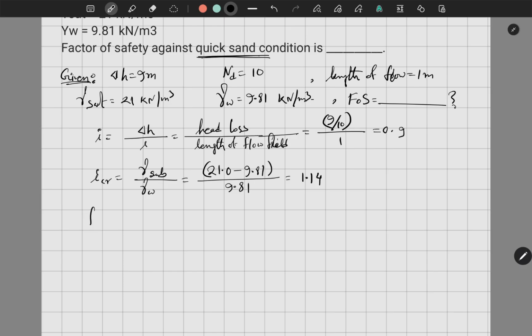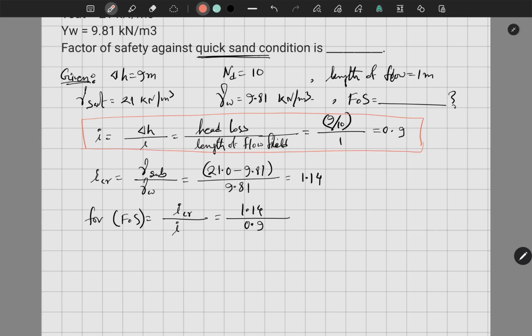Now for the quicksand condition, factor of safety is equal to I critical by I. Then I critical is how much? 1.14, and this will be 0.9. So this is your major component, this is my critical component. Dividing these two, I get the result. That's it.